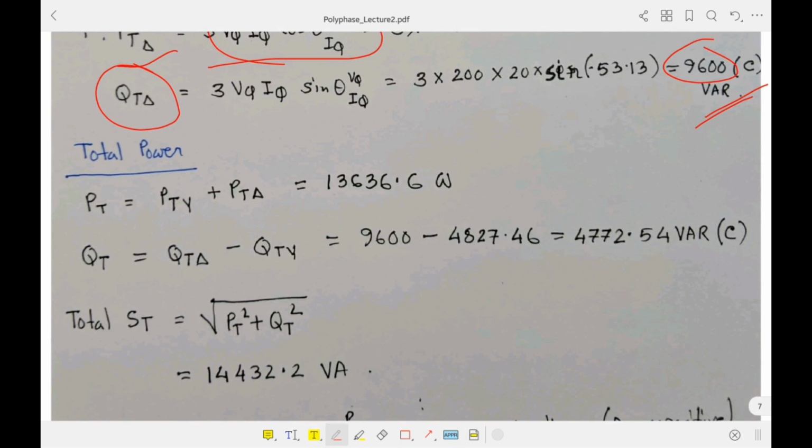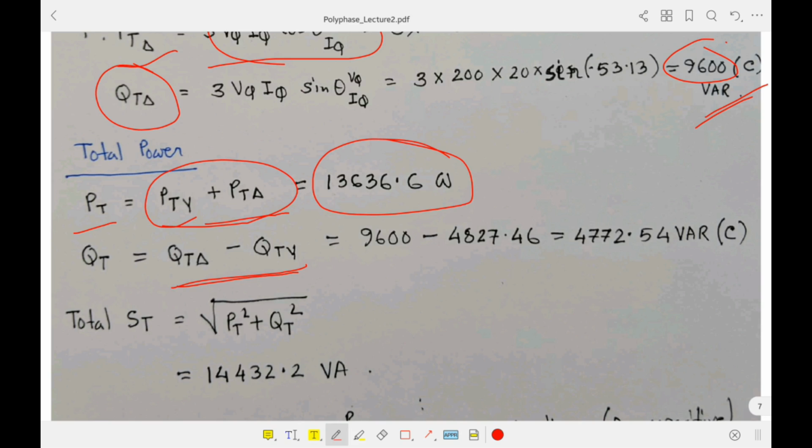Now the total power, we can write PT equal to PT Y plus PT delta, since the Y components are absorbing power, and the delta connection is also absorbing power, so we can add those two powers, and this is the total power of our given circuit. And the reactive power, remember, the inductive reactive power and the capacitive reactive power are just opposite to each other. That means we can't add these two, we need to subtract.